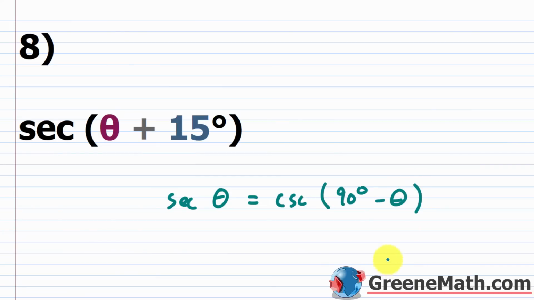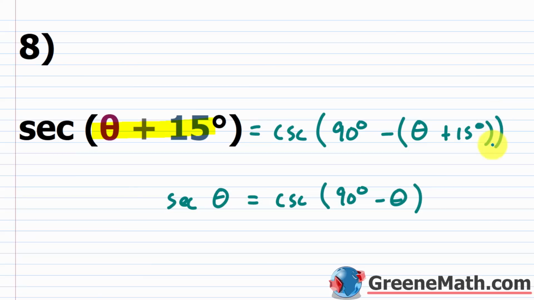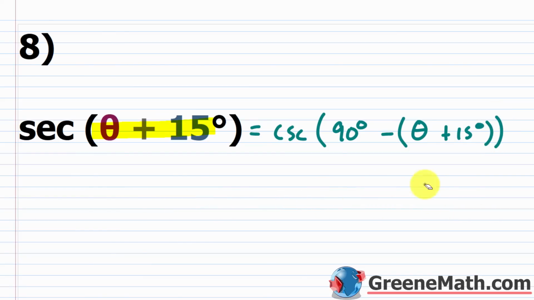Okay, so setting this up in a similar way, we would say this is equal to the cosecant of 90 degrees minus whatever this is. So I'm subtracting this whole thing away. So I'm just going to make sure to use parentheses here so I don't make a sign mistake. So I'm subtracting away theta plus 15 degrees. Let me get rid of this, and let me just write this on a new line so nobody's lost.